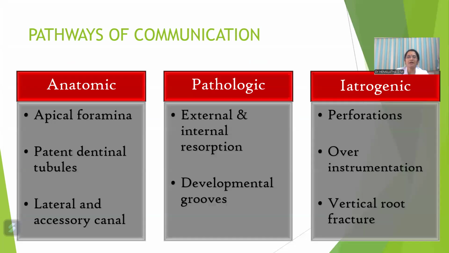Coming on to the pathways of communication. I have already told you that both pulp and the periodontium are interconnected. They communicate through three pathways. First is the anatomic pathway, second is the pathologic pathway, and third is the iatrogenic pathway. In the anatomic pathway, we have apical foramina, patent dentinal tubules, and lateral and accessory canals. In pathologic communication, we have external and internal resorption and developmental grooves. In the iatrogenic pathway of communication, we have perforations, over-instrumentation, and vertical root fracture.